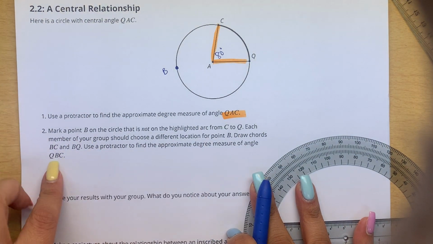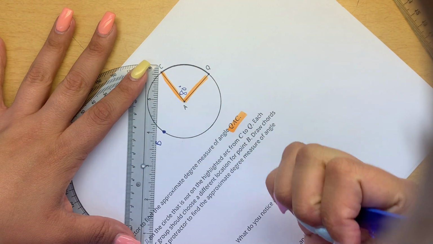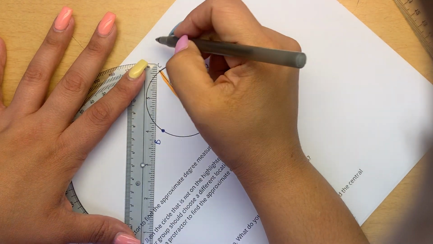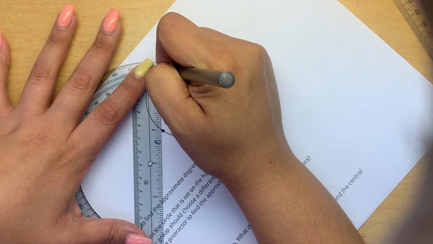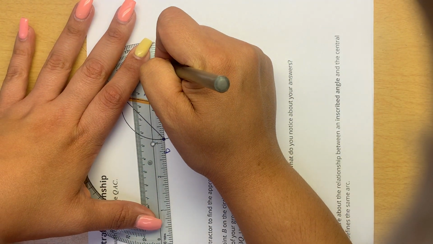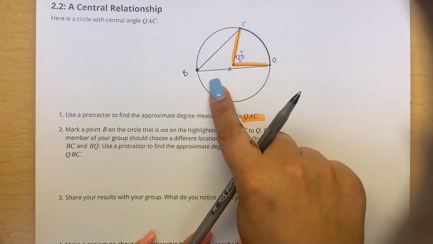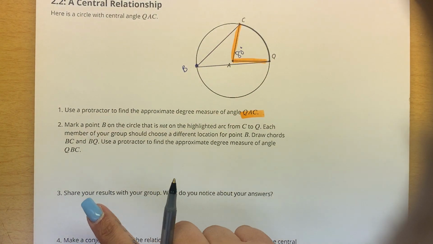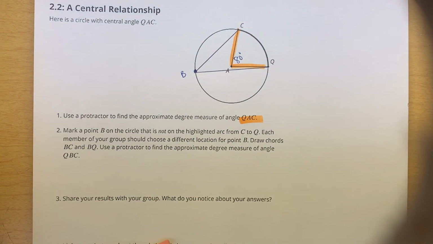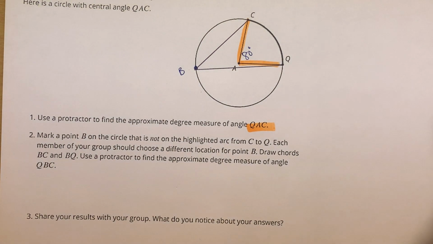Each member of your group, and so on. Draw chords BC and BQ. I'm going to use a straight edge to draw these in. I should probably use a normal generic looking color pen. All right, from C to B and from Q to B. So there are our chords. I probably should have drawn it over here. Oh well, that's just the way it looks. If your B looks different, that's fine. They shouldn't overlap, and you can see here that they are not overlapping. Let me zoom back out.